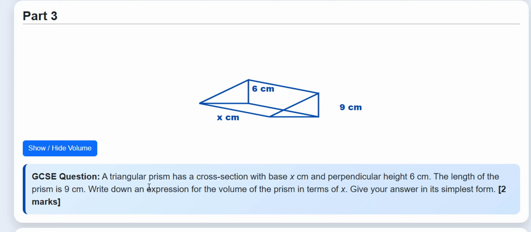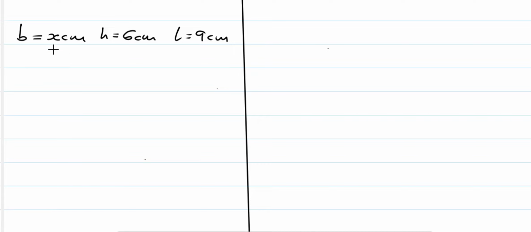So to start with, we are already given some values of the lengths of this prism, so we can copy them first on our board. So now we have the base, which we are told is x centimeters, the height is 6 centimeters, and the length is 9 centimeters. So we know the volume V of a triangular prism is given by the area of the triangle, which is half base multiplied by height, then multiplied by the length of the prism.